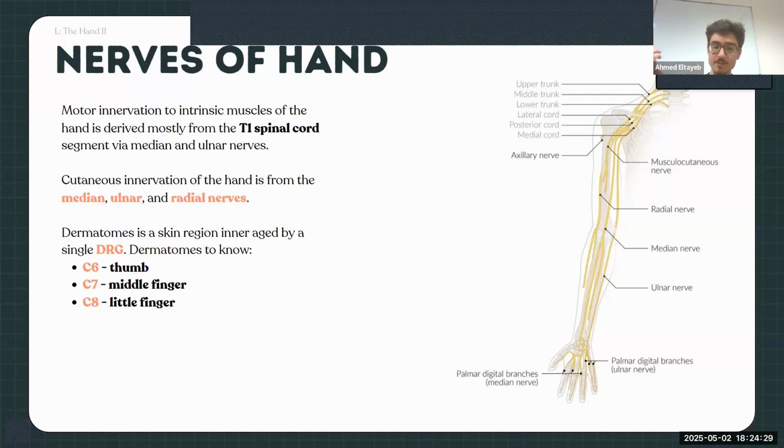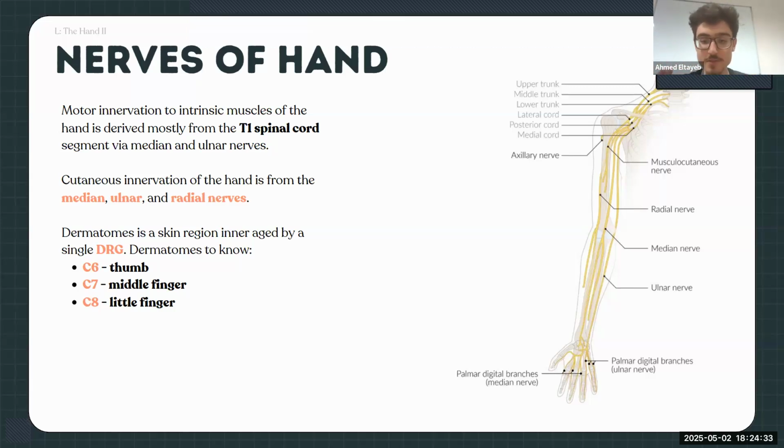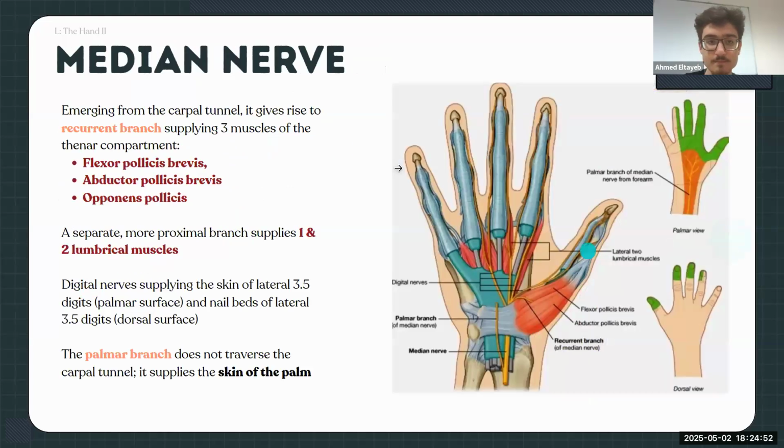I think you also need to know that then T1 comes in and then you have C6 and C5. You keep the dermatomes in your mind. What are the dermatomes anyway? They are a piece of skin, cutaneous innervation, that is supplied by a single dorsal root ganglion. Most of the innervation of the median, ulnar, and radial nerves is derived from the T1 spinal cord level.